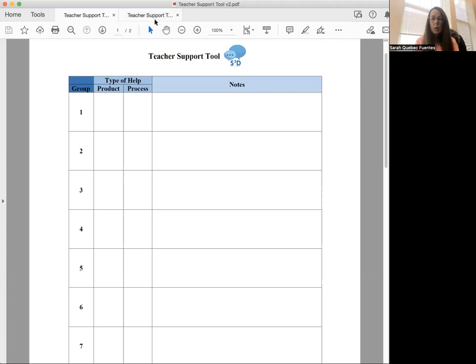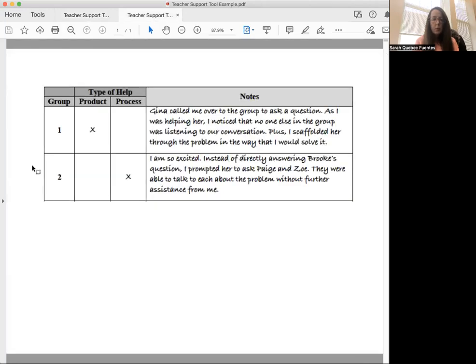Let's take a look at an example from Mr. Warren's class with respect to the two dialogues that we just examined. For the dialogue on the left, Mr. Warren would document that he provided product help with one group, with the following notes. Gina called me over to the group to ask a question. As I was helping her, I noticed that no one else in the group was listening to the conversation. Plus, I scaffolded her through the problem in the way that I would solve it.